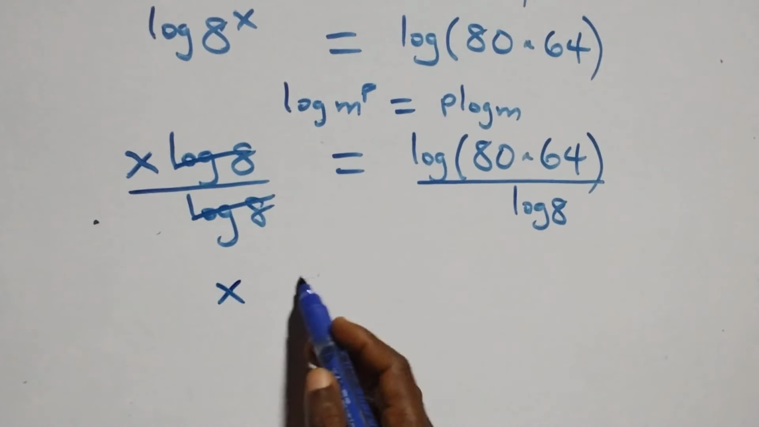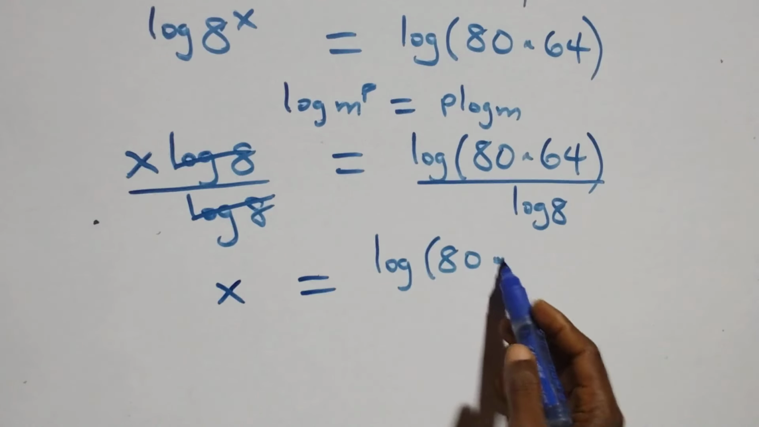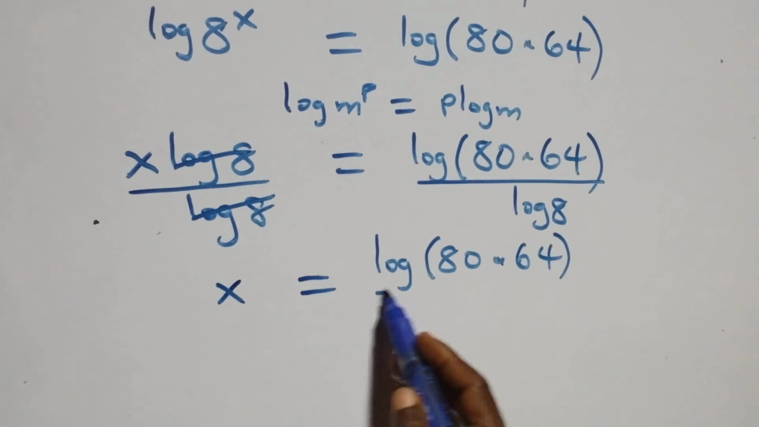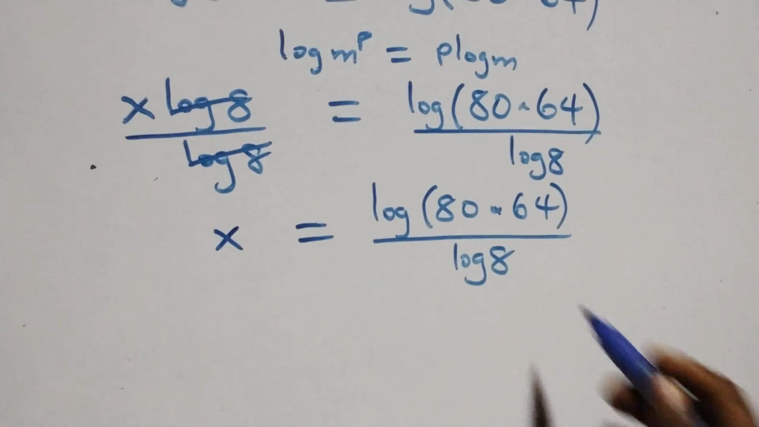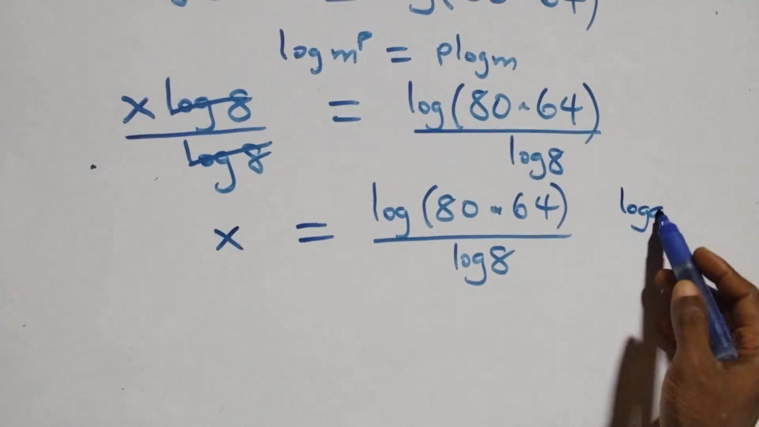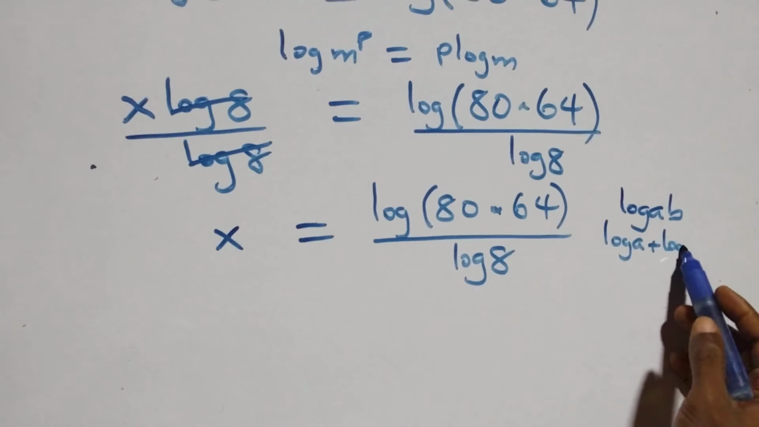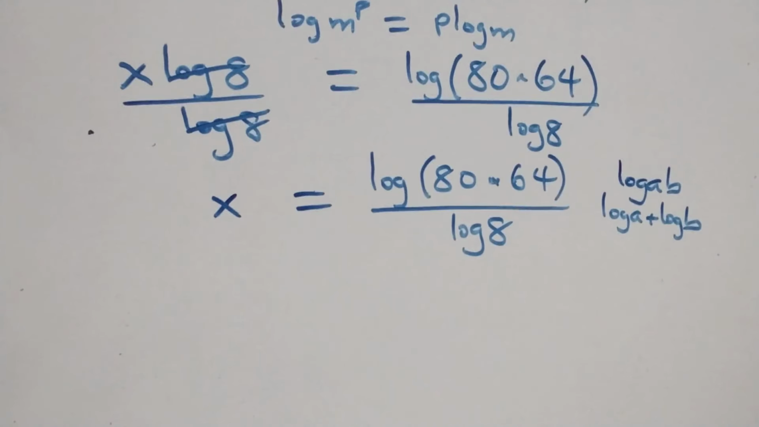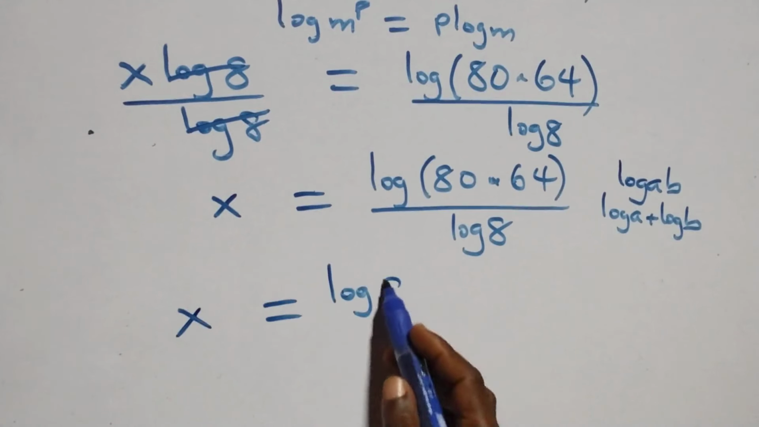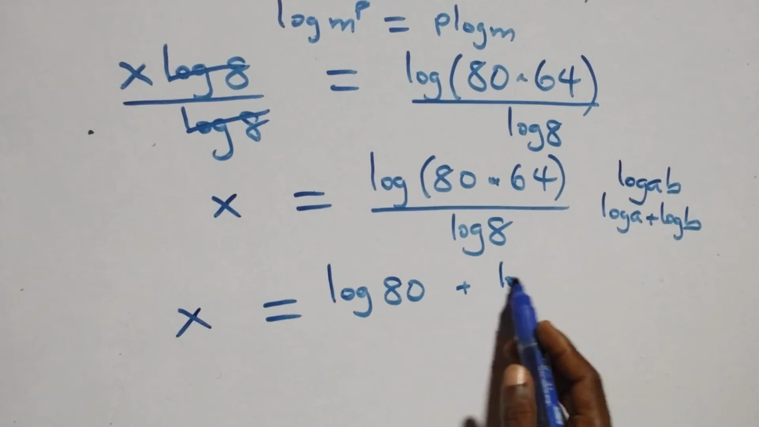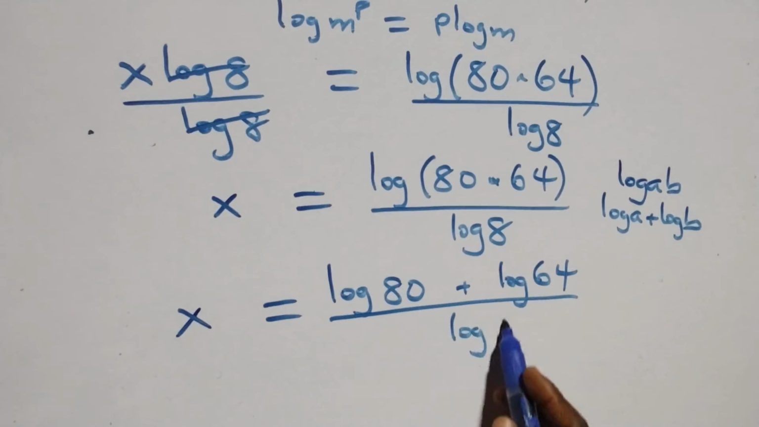This becomes x equals log of 80 times 64 over log 8. Then this follows from the law of logarithm. When we have log of a times b, this is the same thing as log a plus log b. Here we have x equals log 80 plus log 64 over log 8.